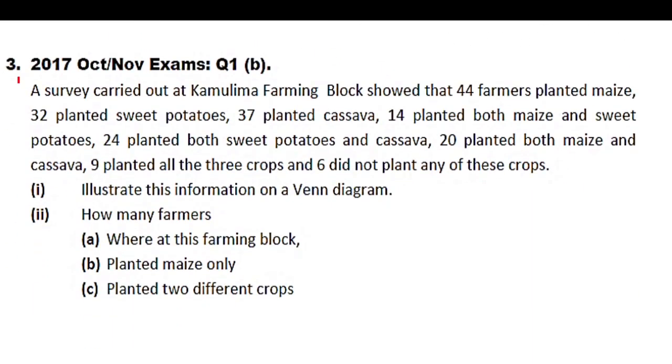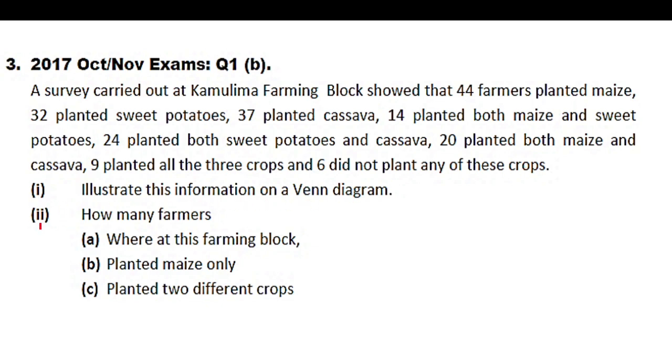Question 3, 2017 October-November exams. Question 1 A and B, which reads: a survey carried out at Kamulima farming block showed that 44 farmers planted maize, 32 planted sweet potatoes, 37 planted cassava, 14 planted both maize and sweet potatoes, 24 planted both sweet potatoes and cassava, 20 planted both maize and cassava, 9 planted all the 3 crops, and 6 did not plant any of these crops. 1. Illustrate this information on a Venn diagram.